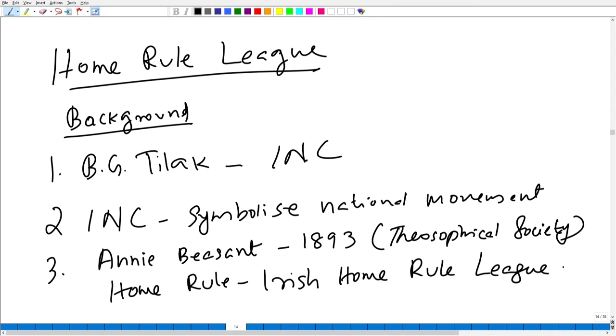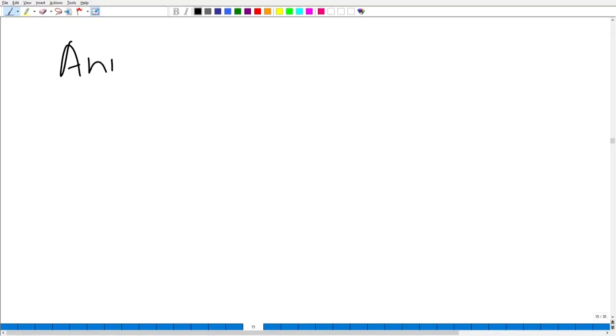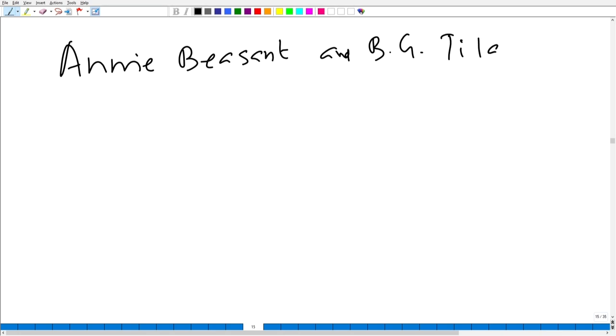Irish Home Rule League. But these leagues should be started with the support and backing of the Indian National Congress. So, the next attention of Annie Besant and Lokamanya Balagangadhara Tilak was the re-entry of the extremists into the fold of the Indian National Congress.